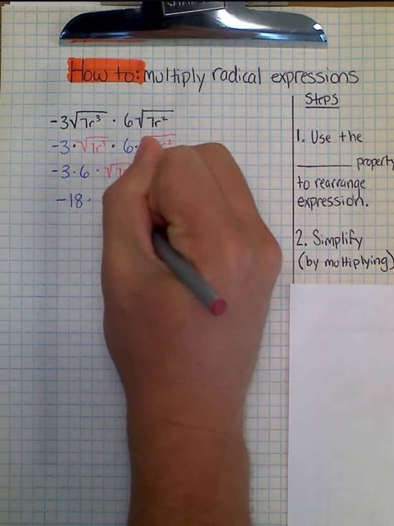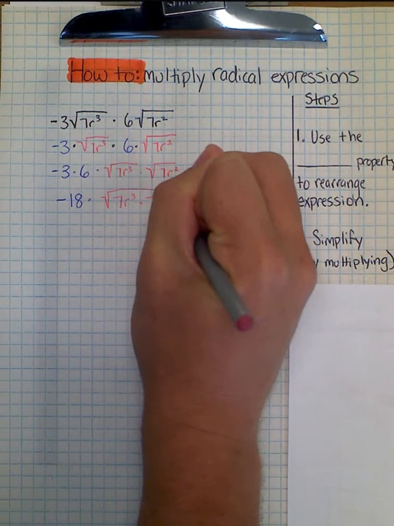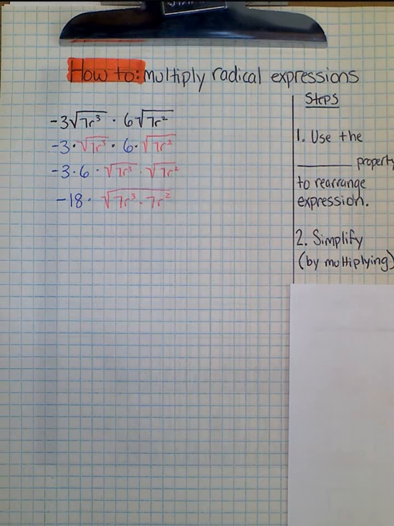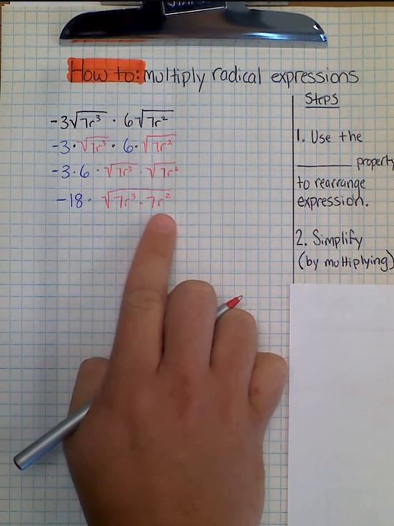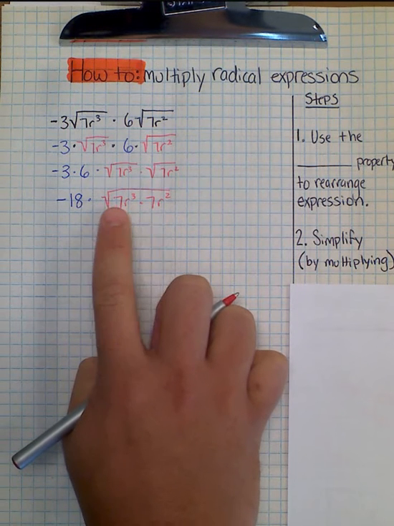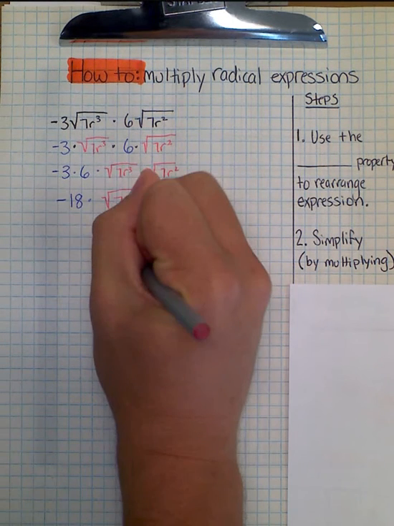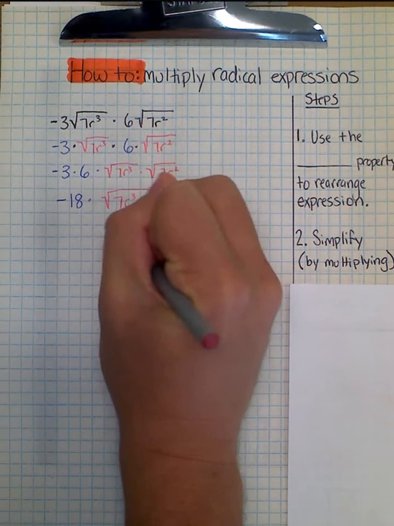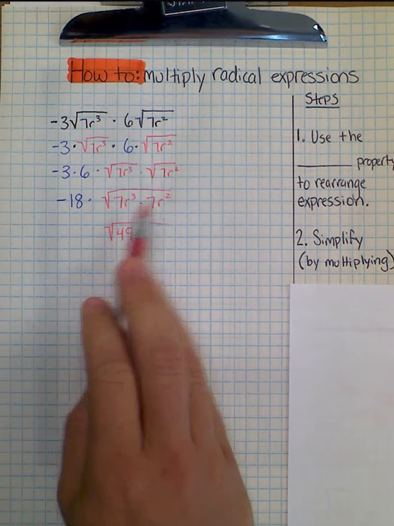And I'm going to say 7r cubed times 7r squared. Okay. And now I'm going to work inside the radical. Remember when we have two bases that are the same, so the 7's have the same base, they have exponents of 1, so 7 times 7 is a 49, and r to the third power times r squared.